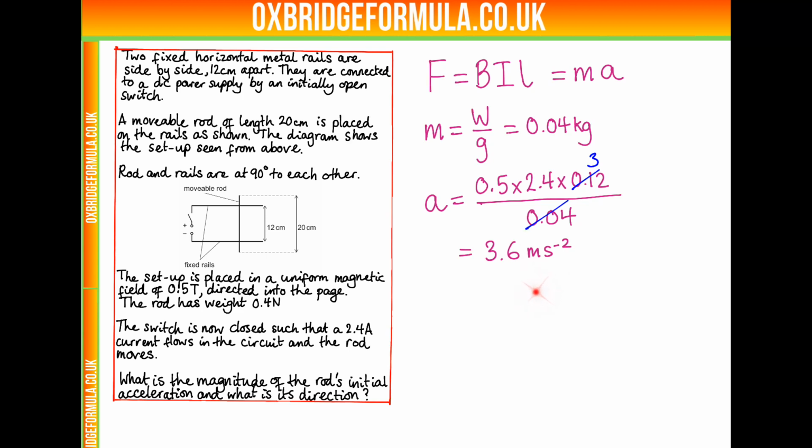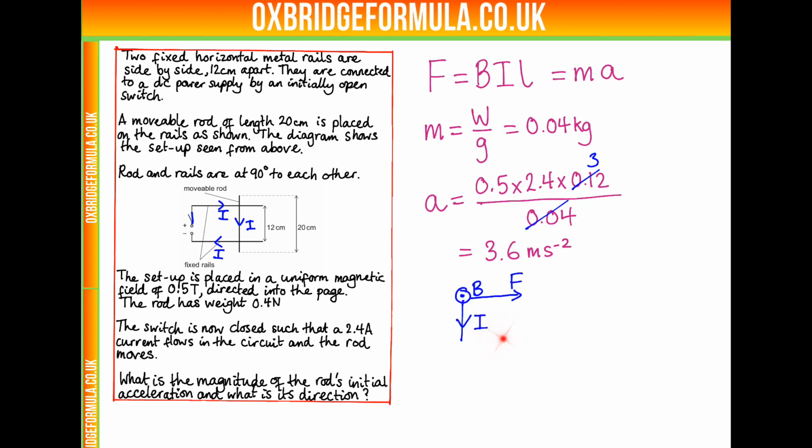So now what is the direction? Immediately we should think of Fleming's left-hand rule. If we've closed the switch and we've got a current flowing through, the current must be going down. We're looking at this from above, so the current must be going from top to bottom. And then we know the magnetic field is going perpendicularly into the page.